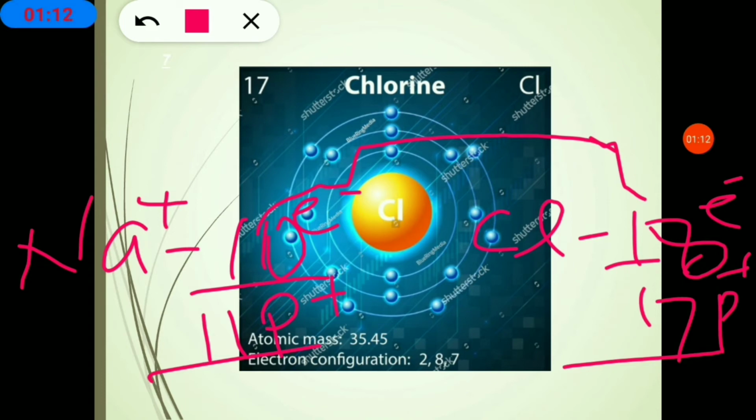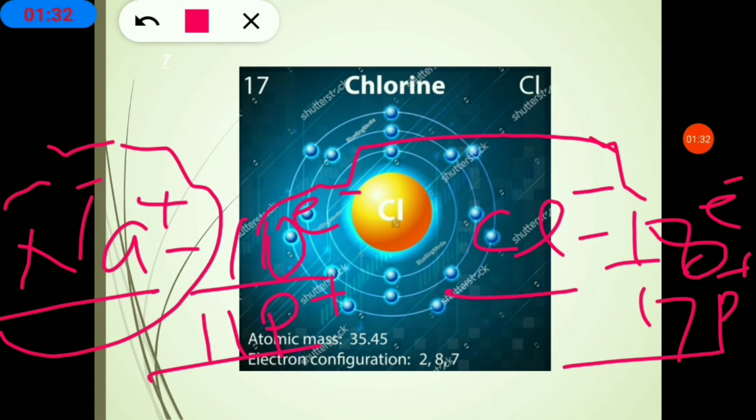And in the case of chlorine, 17 protons means 17 positive charge, 18 negative charge, one extra negative charge, so it will become a negative ion. So positive ions are called cations and negative ions are called anions. So this is the way sodium atom turns into an ion and chlorine atom turns into an ion.